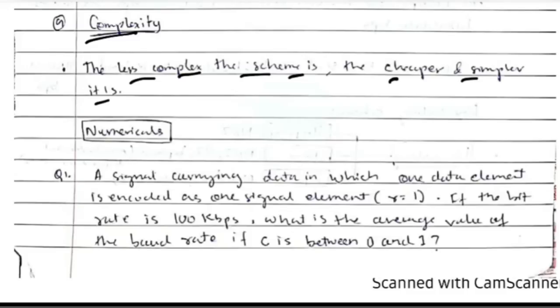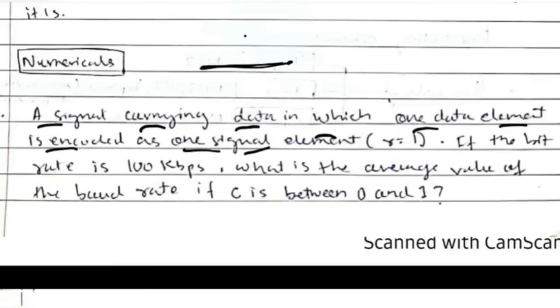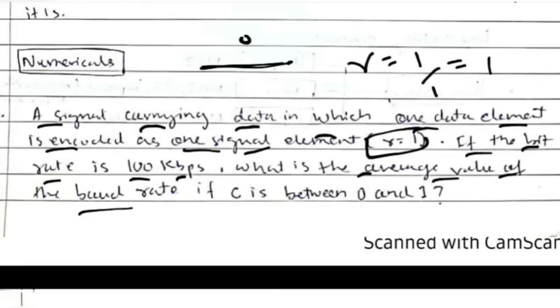Okay, let's look at some of the numericals. In this numerical, we have been asked about a signal carrying data in which one data element is encoded as one signal. That means if this is the signal, only one data element is there in each signal. So R is equal to 1 by 1, which is 1. If the bit rate is 100 kilobits per second, what is the average value of baud rate? Baud rate is nothing but signal rate and bit rate is nothing but data rate.